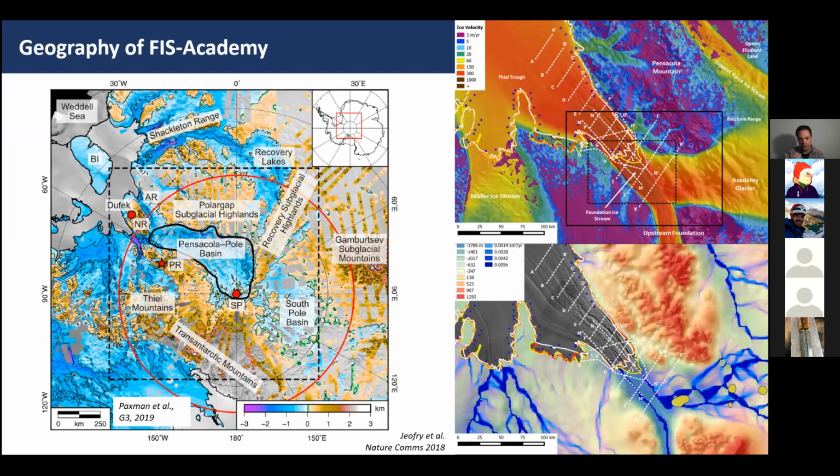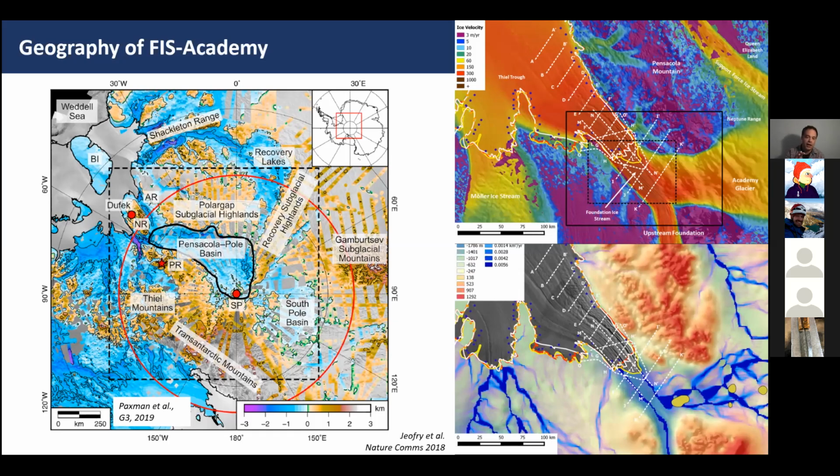But also Guy's paper, and I won't have time to touch upon it today, goes into using the potential field data, the gravity and the magnetics work, to understand the sedimentary basin that lies in there and the subglacial geology of this region.